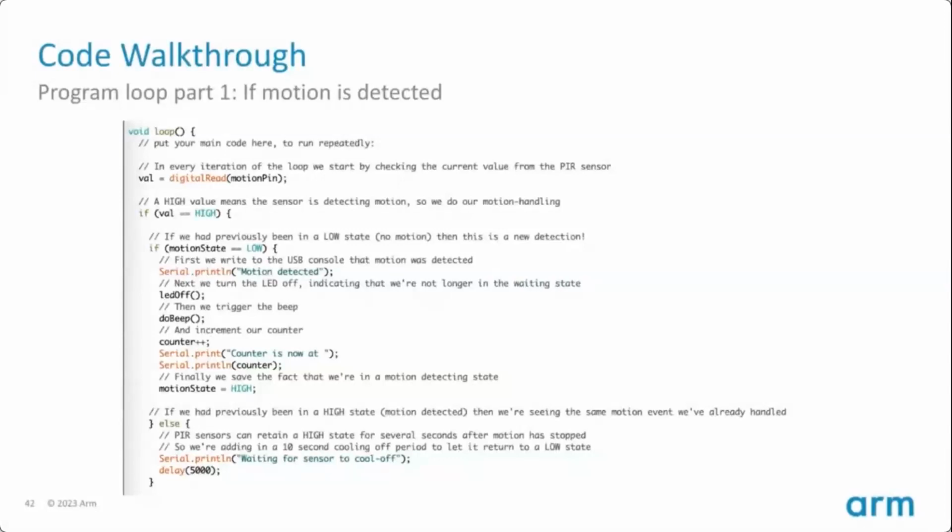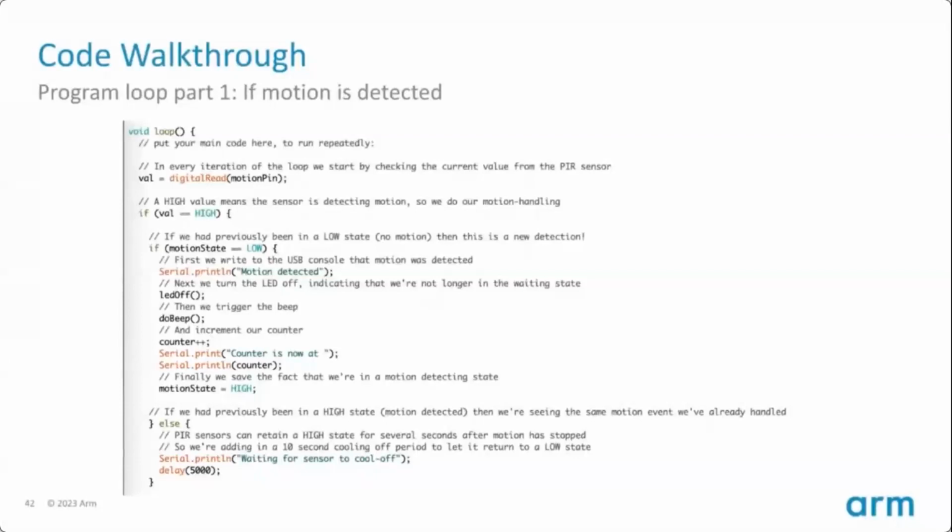So if it was low in the previous iteration of the loop and it's high now, we're going to write "motion detected" out to our serial output. Then we're going to call the LED off function to turn off our onboard LED. We're going to call our doBeep function to make our little speaker beep. Then we're going to increment our counter variable. Again, we started at 0, so the first time it detects motion, it's going to bump that up to 1. And then we're going to write out what our current count is, again, to that USB serial connection.